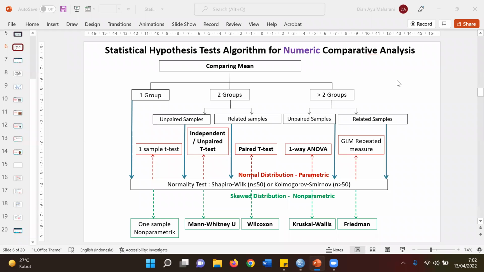So in this video, we are going to proceed with the previous video, which has described the statistical hypothesis test for comparative numeric, so comparing means between groups or between variables. We have discussed in the previous video how to do an independent or unpaired t-test, how to do a paired t-test, and how to do a one-way ANOVA for data that are normally distributed.